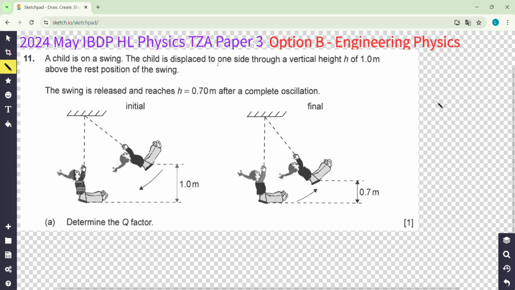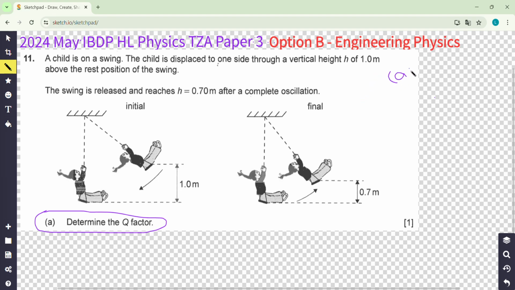Welcome back. I'm happy we're at the end of option B, engineering physics, question 11, a short question. This question has too many things to look at. First, look at this. Determine the Q factor, so look it up from the data booklet.